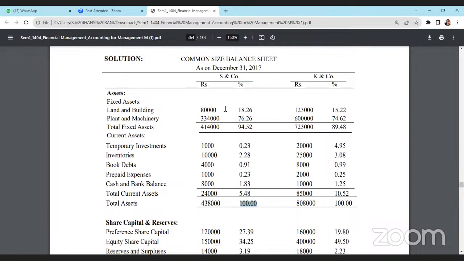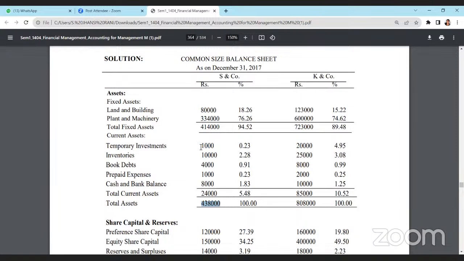So how do I find out the percentage for land and building? Land and building is 80,000 divided by total assets 4,38,000 into 100. We'll get 18.26. Next, how do we do it for plant and machinery? The particular asset divided by total assets into 100. So plant and machinery, 3,34,000 divided by 4,38,000 into 100.